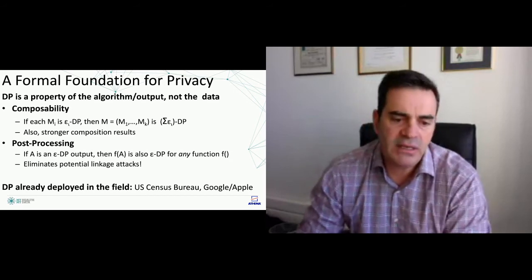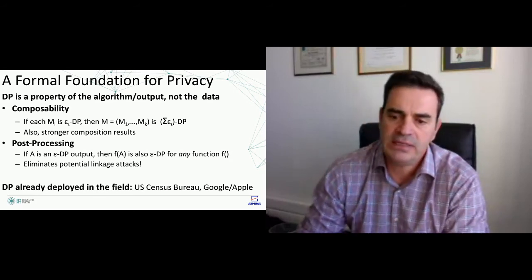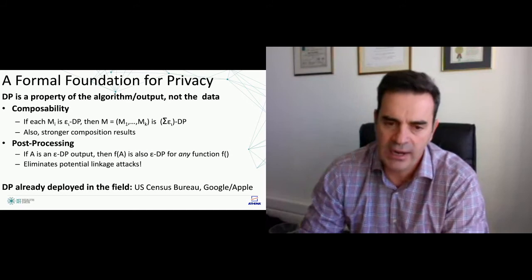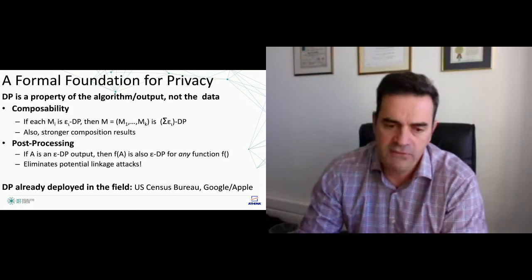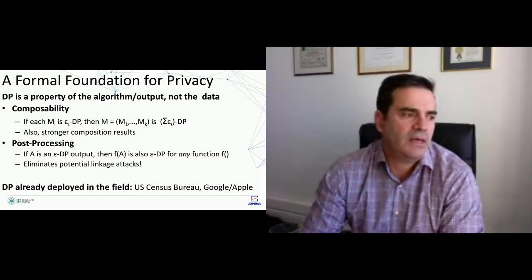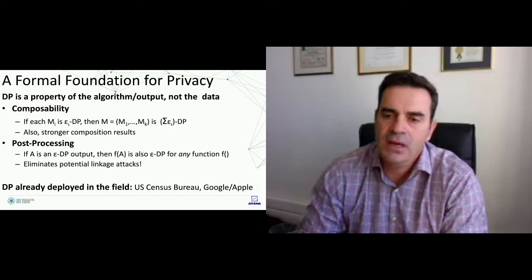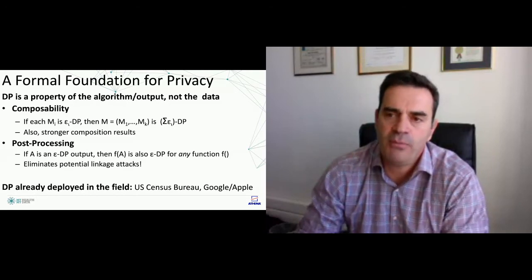Now, differential privacy is already deployed in the field. It's used by the U.S. Census Bureau to release population statistics. It's used by Google and Apple to collect information from cell phones. So at this point, it's the closest thing we have to actually a formal mathematical notion of privacy.